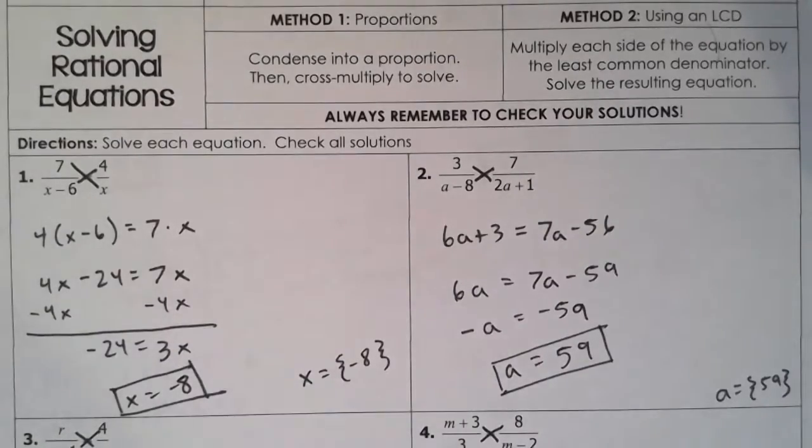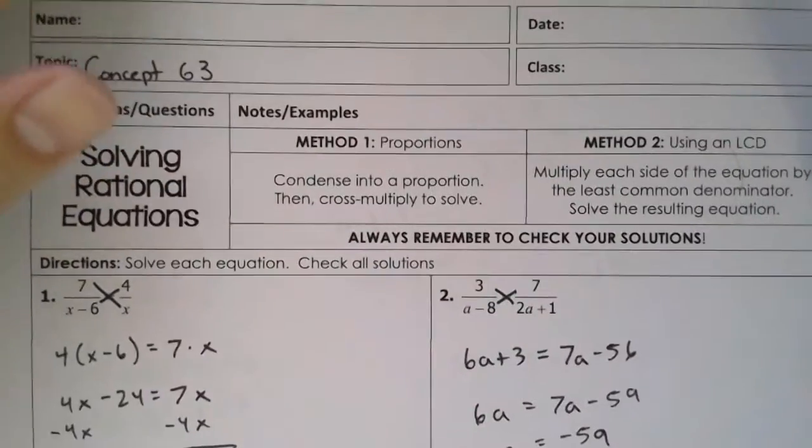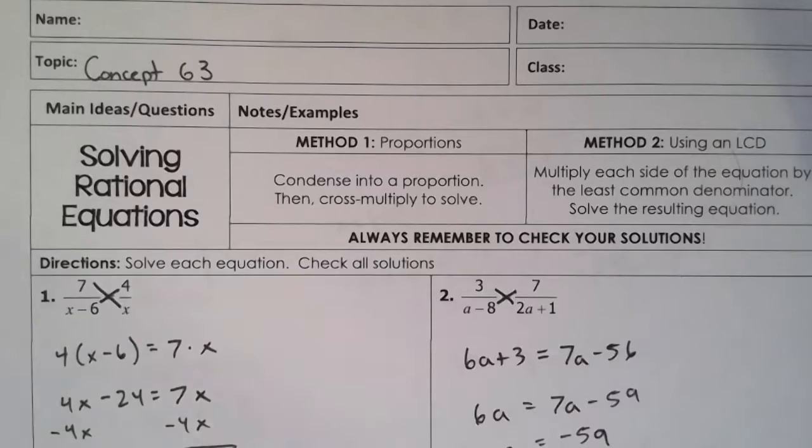Okay guys, this is concept 63, solving rational equations, and there are two methods to be able to do these. The first one is proportions. It's basically when you have two ratios, one on each side of the equal sign, so you do cross multiplication and then you just solve for the variable. Method 2, you use the least common denominator. You multiply each side of the equation by the least common denominator, and then you solve the resulting equation.